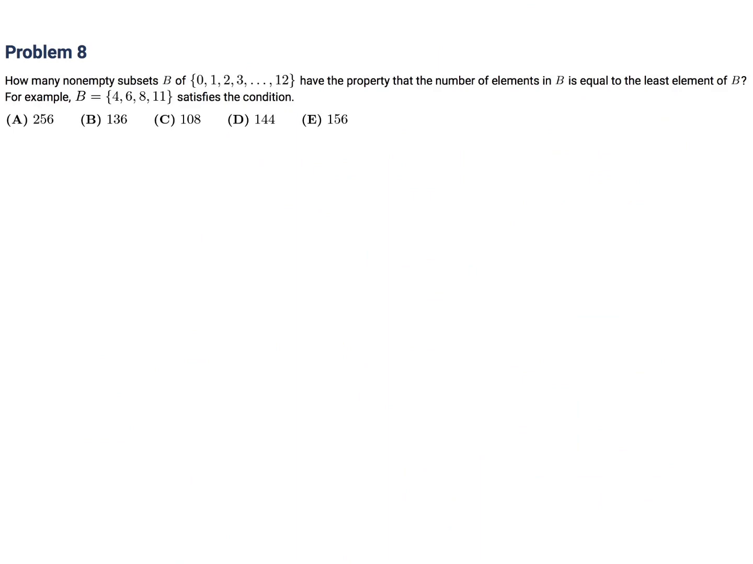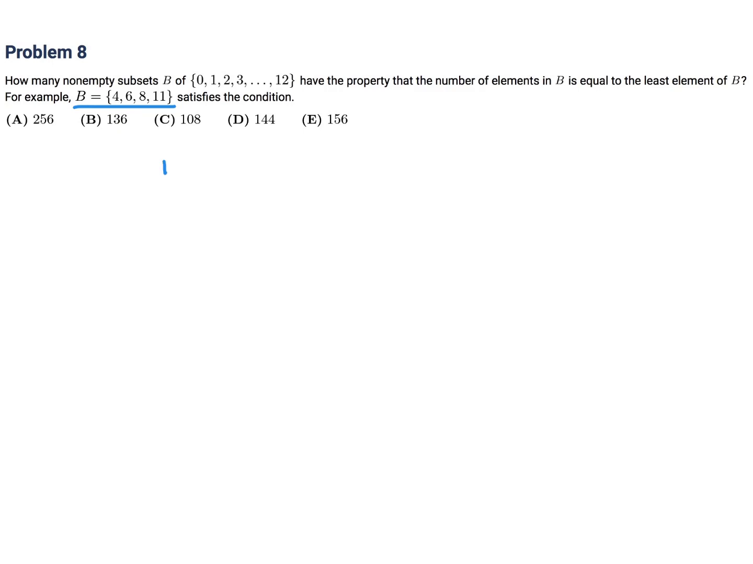How many non-empty subsets of B, 0 to 12, have the property that the number of elements in B equals the least element of B? For example, B equal to {4, 6, 8, 11} satisfies the condition. So let's try to understand this question. In this, the least element, which is 4, is equal to the number of elements, which is 4. Okay, sounds pretty straightforward. So I think we have to do this in steps.